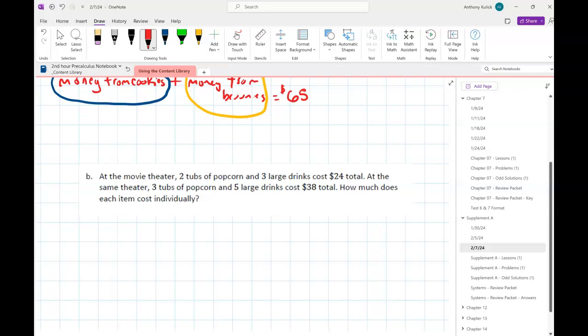So what are we looking to solve for? Alondra. Great. So let's say P is equal to the cost per popcorn, and D will be the cost per drink.